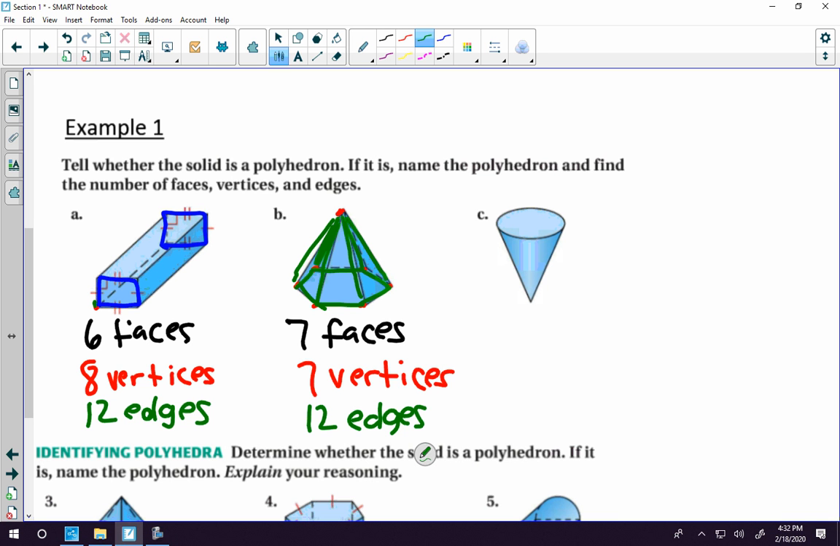Letter C is not a polyhedron. The reason is that its faces are not polygons. In fact, it doesn't even have any faces. It does have a base, but it doesn't have faces, and therefore there are no polygons as faces. So C is not a polyhedron.